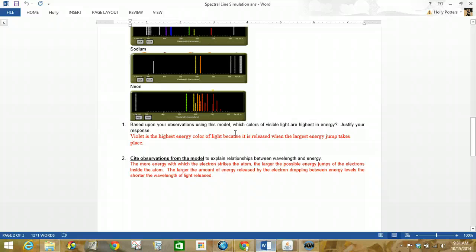For number 2, citing observations from the model, explain relationships between wavelength and energy. So we see that the more energy with which the electron strikes the atom, the larger the possible energy jumps for the electrons, and therefore the shorter the wavelength of light that is released. So we can see the wavelength of light, the violet being released when we've got the larger energy jump. So if we're hitting the atom with more energy, we're going to see those shorter wavelengths being released, versus with the lower energies, the electrons are releasing longer wavelengths.